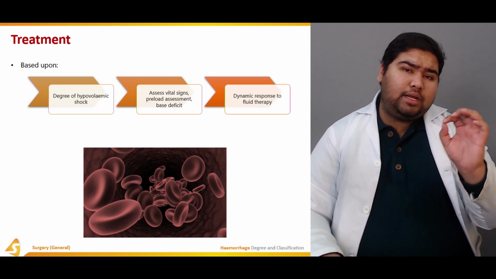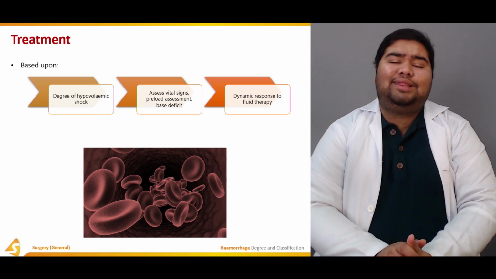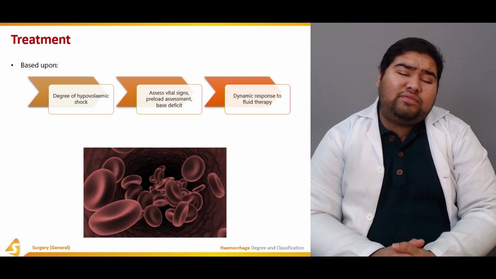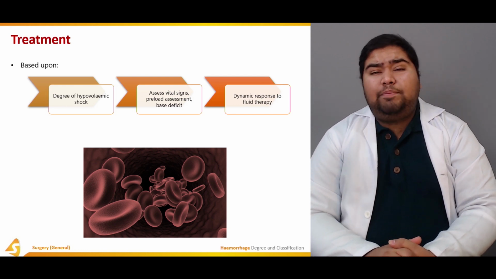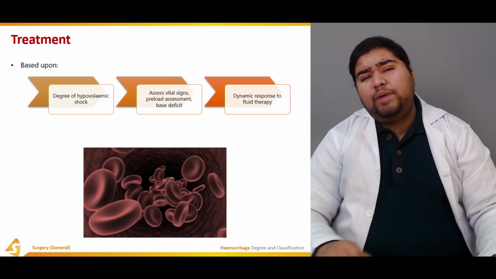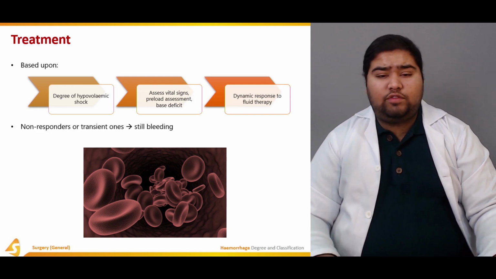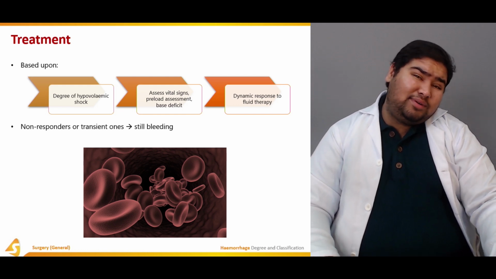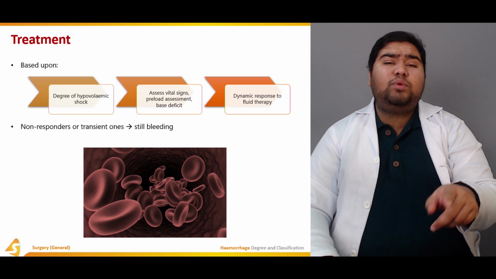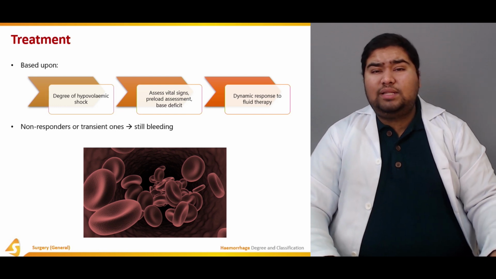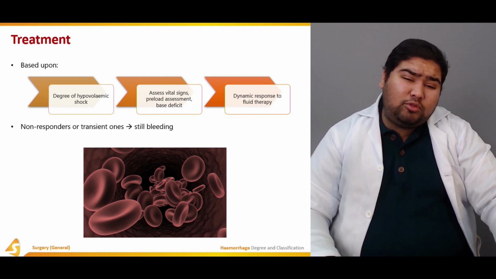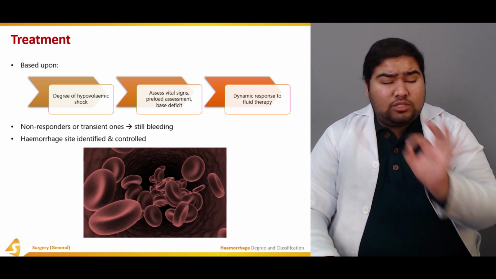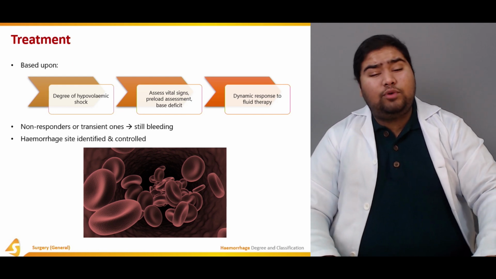Now you should see the response to fluid therapy. Now this is very important, the dynamic fluid response. So what happens, you give fluid to the patient and you check for the response of the patient. So the non-responders or the transient responders are the ones who are still bleeding. So these are the ones you need to look out for. These are the ones that are still bleeding, and you need to stop those bleedings. Once the bleeding is stopped, then the resuscitation attempts would help.